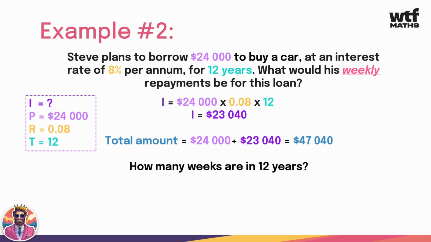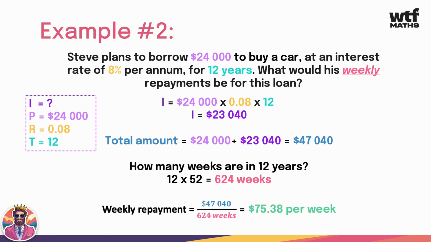Again, how many weeks are there in 12 years? 12 times 52 weeks in a year will give us 624 weeks, or 624 repayments. So the weekly repayment he's going to have to make is $47,040 divided by 624 weeks, which rounds to $75.38 per week. So poor Steve is going to have to pay a lot of money every week just to keep this car. I would advise him not to go with this loan.